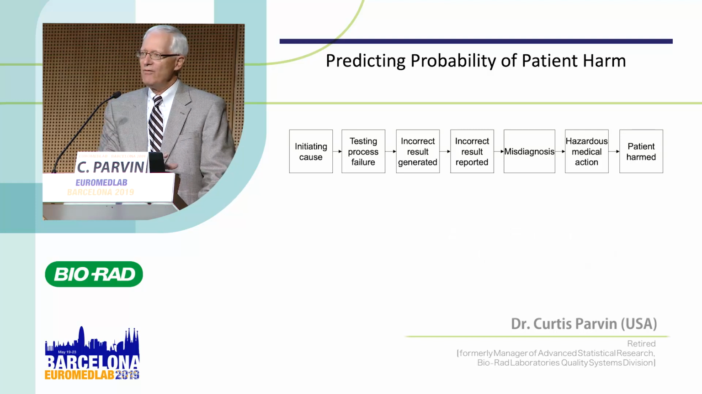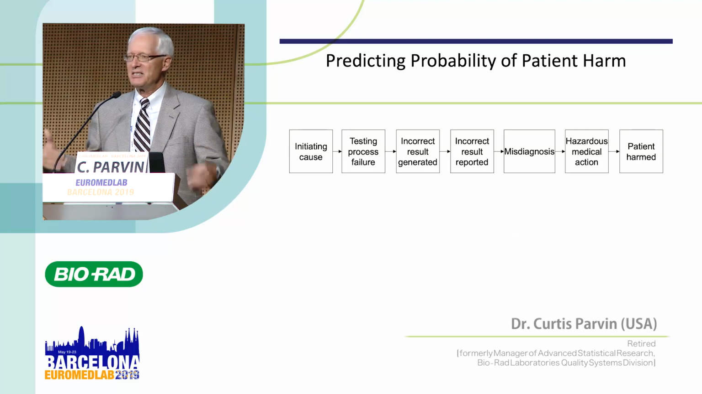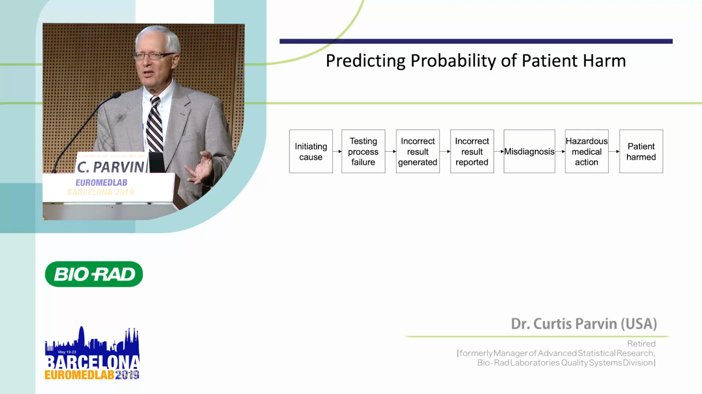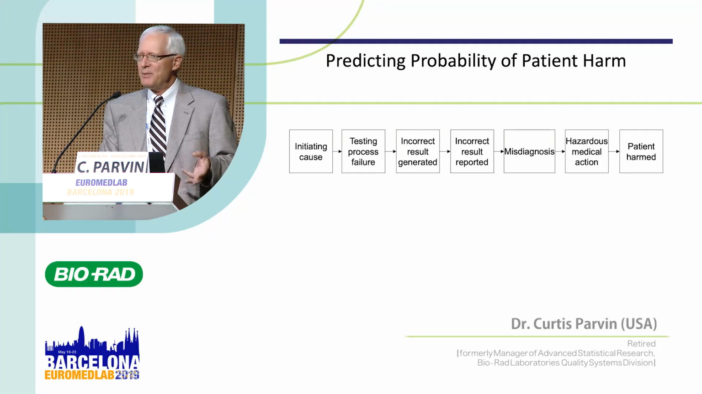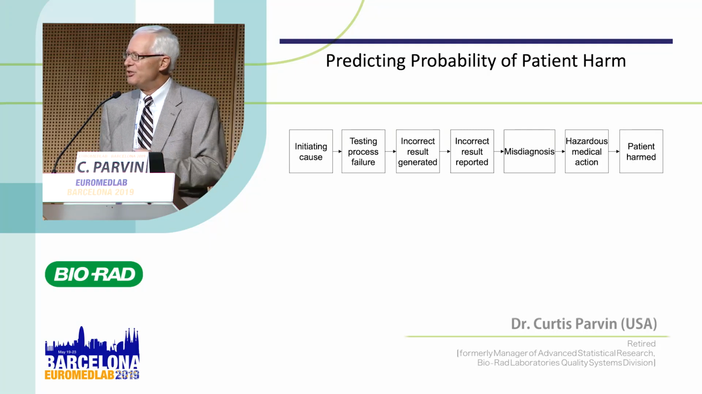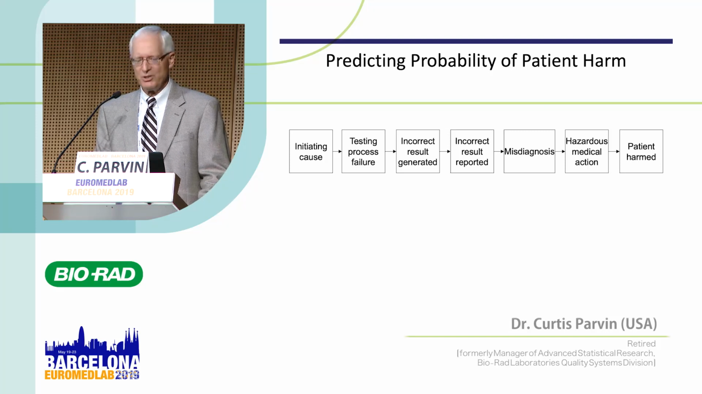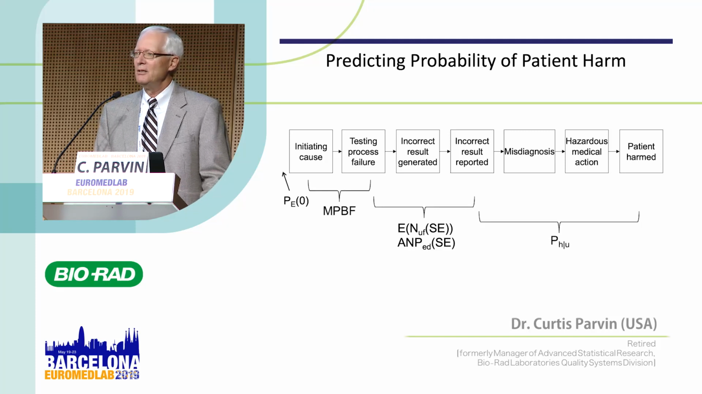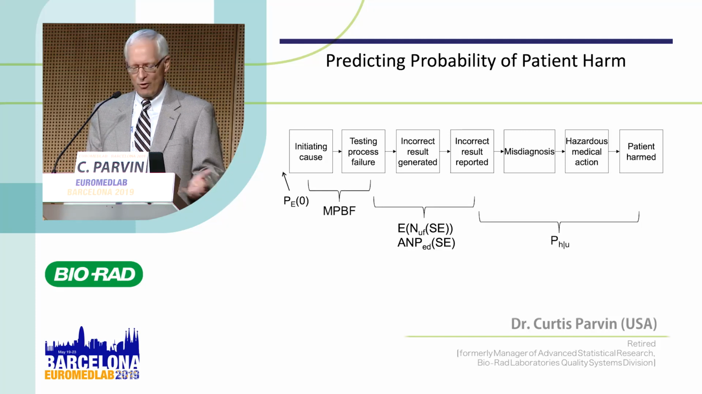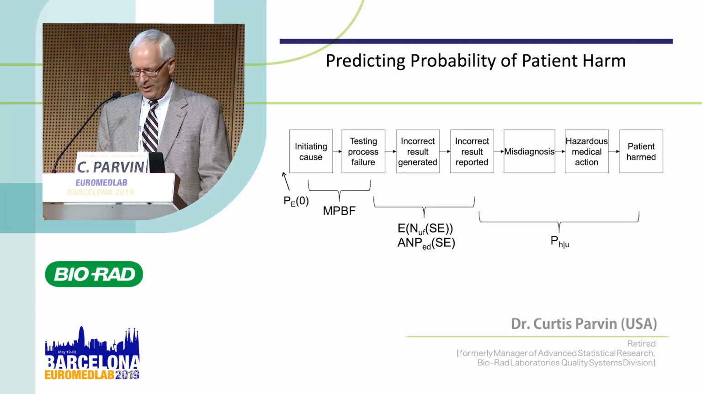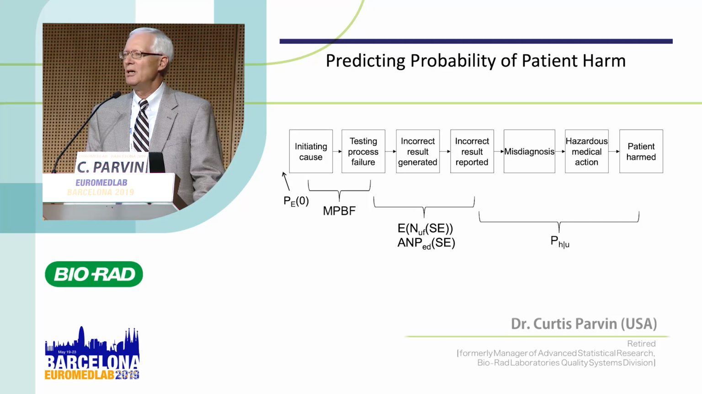So now we've gone through this entire sequence of events, and I've tried to make the case that we have the ability to estimate something about each of these sequences of events. And if I give them notation, this is the notation I'm using for each of those. And with a little bit of advanced math, you can combine all of that into an equation for the predicted probability of harm. Notice it's a function of SC, the magnitude of the out-of-control condition.